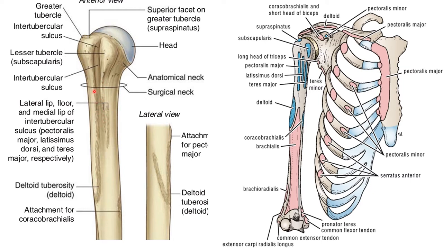Over the lateral wall of intertubercular sulcus, the fibers of pectoralis major muscle insert, which is well seen in the illustration on the right side. So, this blue line represents the site of insertion of pectoralis major muscle, which is exactly the lateral lip of bicipital groove, which is also called as intertubercular sulcus.